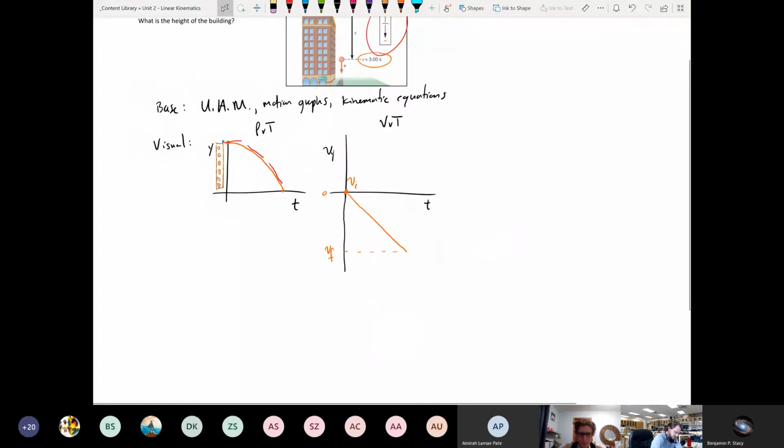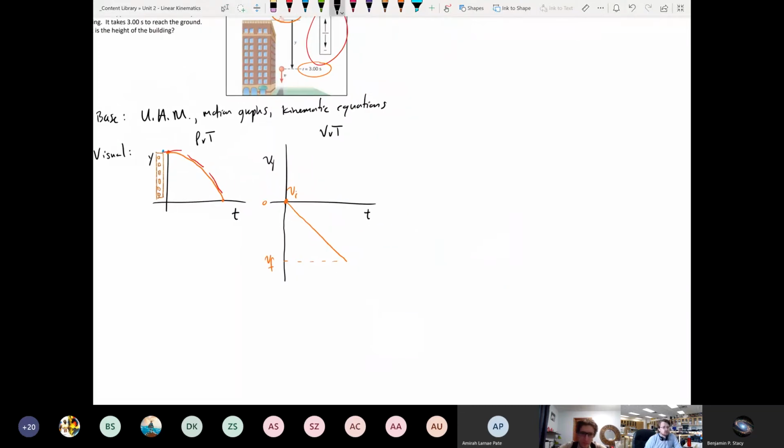Acceleration. Acceleration is going to be easy for every problem involving free fall because it's always the same. Notice I'm making my graph slightly larger so that I can do the first and the fourth quadrant.